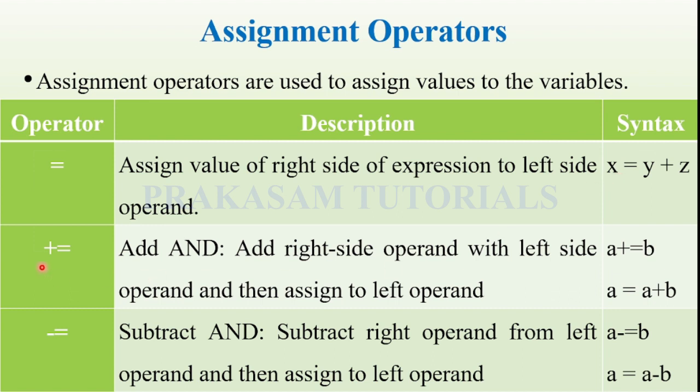Plus equal to is the add end operator. The add end operator is used to add the right side operand to the left side operand, and its resultant value is assigned to the left operand. Minus equal to is the subtract end operator. It subtracts the right side operand from the left operand, and its resultant value is assigned to the left operand.